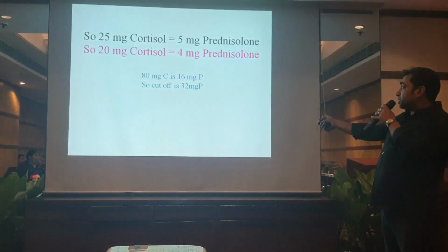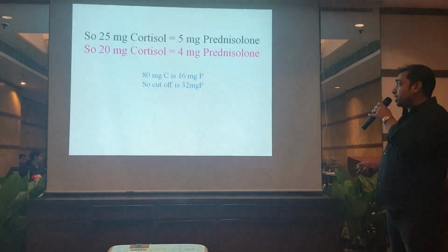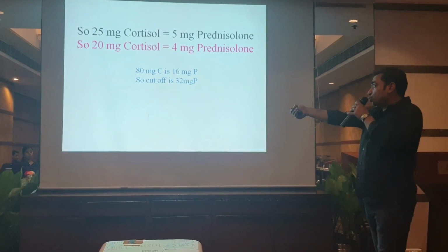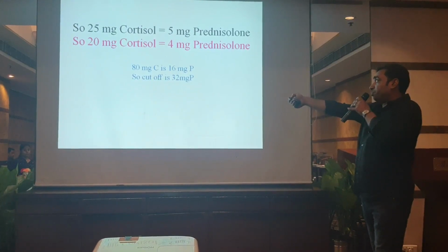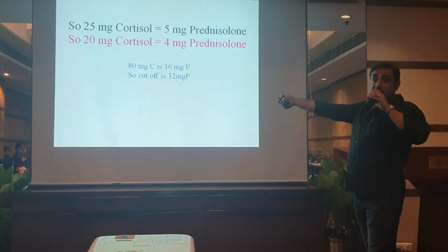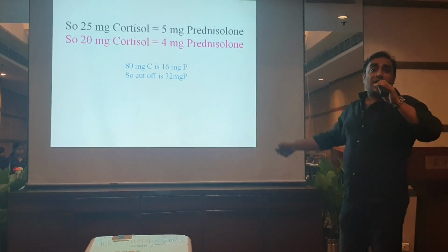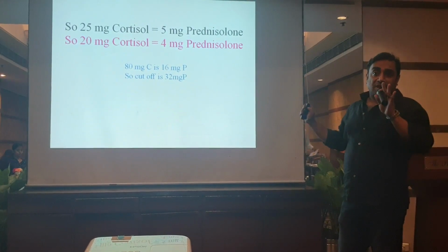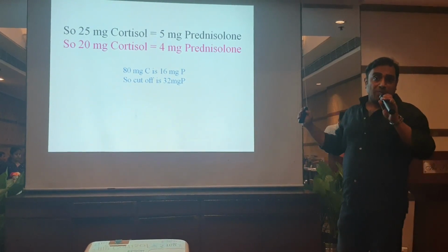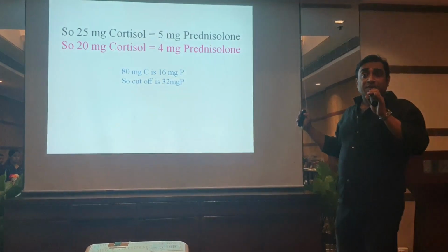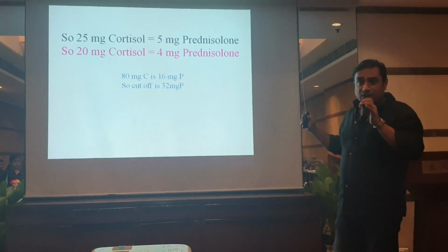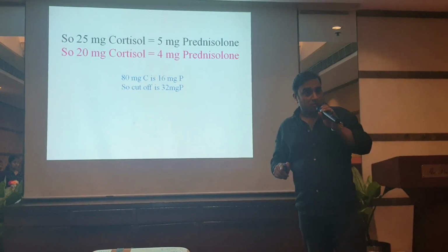So 80 milligram is 16 milligram of prednisolone. So the cutoff is 16 milligram of prednisolone. If the patient is having up to that much prednisolone, you can double the dose only up to that level. You cannot go beyond that for doubling. If anybody is requiring even more than that, that is a situation where you check for a hospital practitioner to take care.